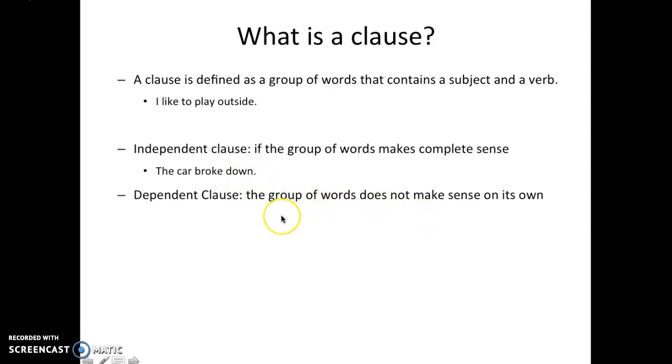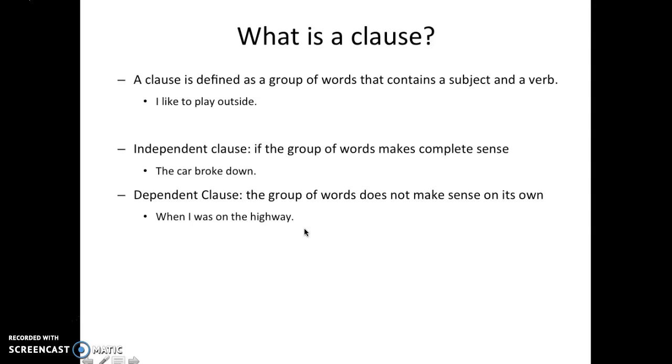A dependent clause is described as a group of words that does not make sense on its own. You cannot have just this as a sentence. When I was on the highway, if you write this, this is called a dependent clause because you cannot write this sentence. There's something missing in the sentence. When I was on the highway, it's called a dependent clause because it depends on another idea, whether you put it before or whether you put it after.